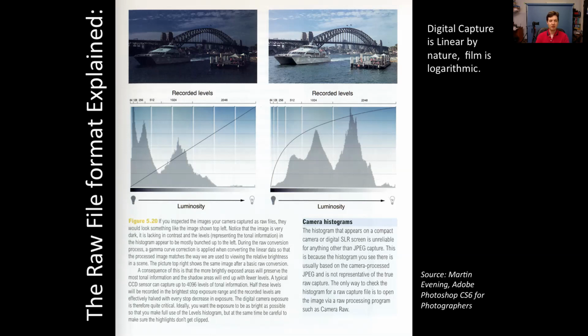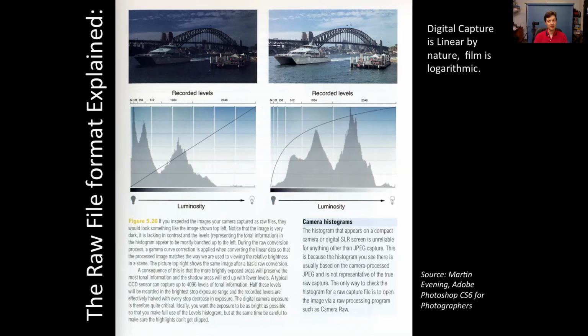Notice that the image is very dark. It's lacking in contrast, and the levels representing the tonal information in the histogram below it appear to be mostly bunched up to the left. During the RAW conversion process, a gamma curve correction is applied when converting the linear data so that the processed image matches the way we are used to viewing the relative brightness in a scene. The picture top right shows the same image after a basic RAW conversion. And this RAW conversion is something that you don't see.